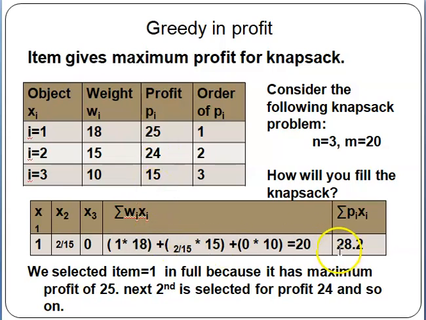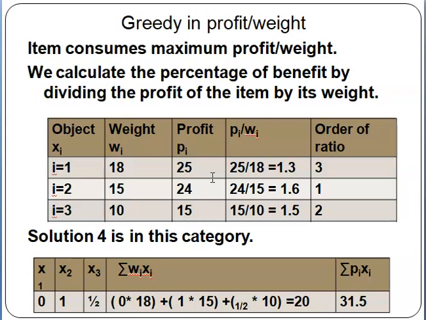So that will come out to 3 point something. So we have added that with 25. So 25 plus 3.2 will give us 28.2. And the third item we cannot consider because the bag is already full with 18 plus 2. So therefore we cannot consider the third item. So this is how we are going to be greedy in the profit, by arranging our items in the order of the profit.